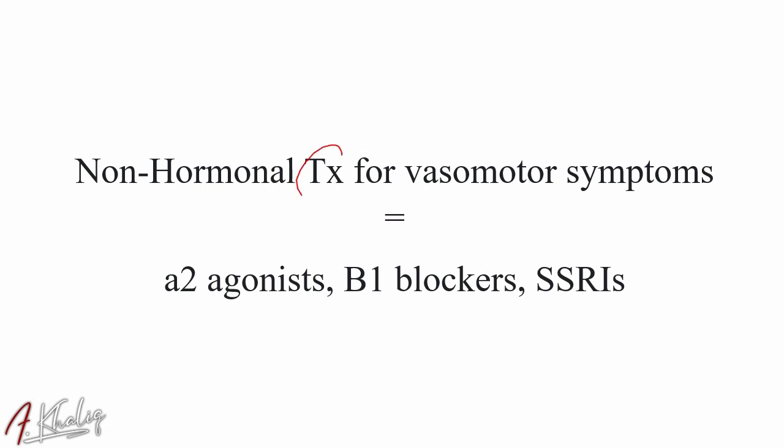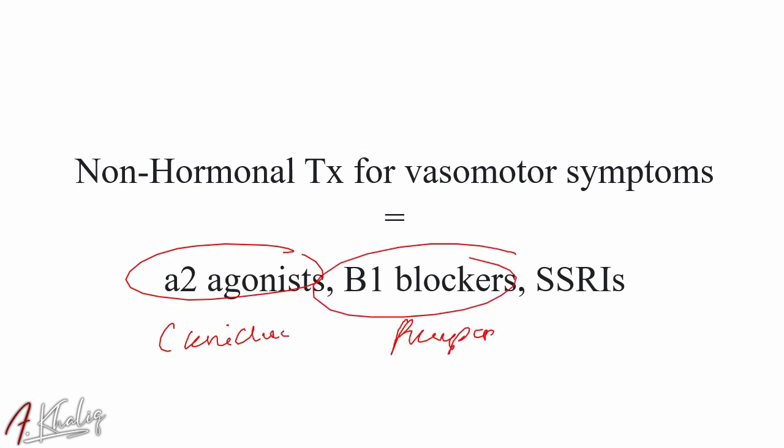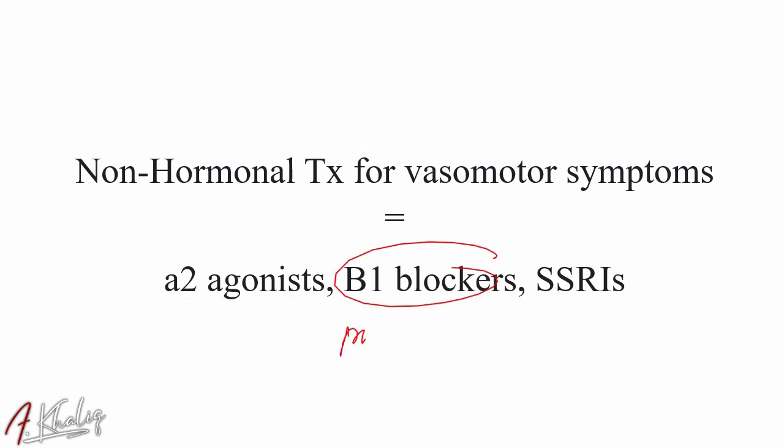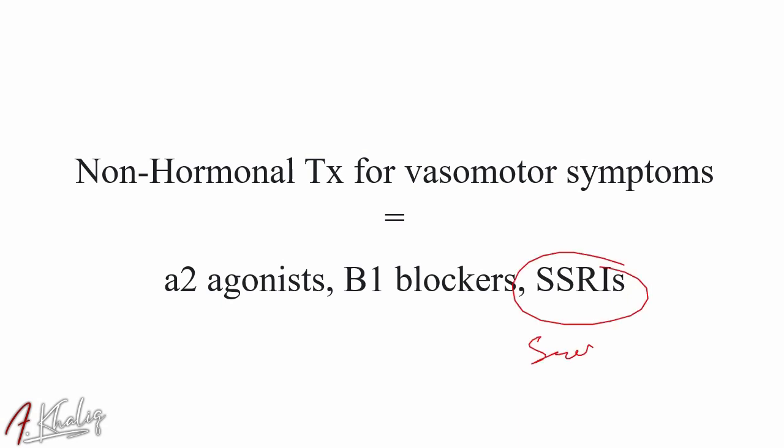Non-hormonal treatment for vasomotor symptoms is alpha-2 agonists, for example, you can use clonidine. Beta blockers, for example, you can use propranolol. And SSRIs, for example, you can use sertraline for the treatment of vasomotor symptoms.